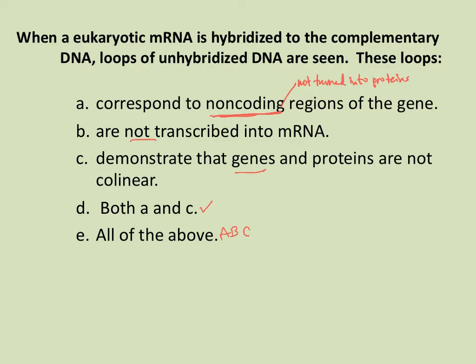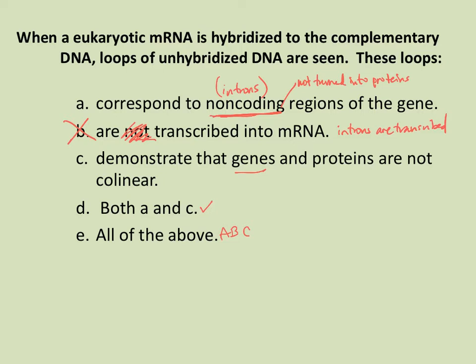Okay, so examples of that could include introns. So these loops could include introns. Now, introns are transcribed into mRNA. Introns are transcribed, but then they are removed. So we know that B can't be true.